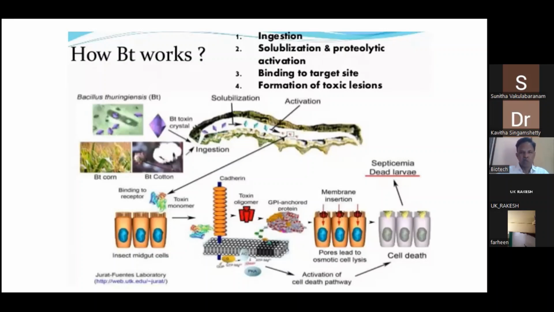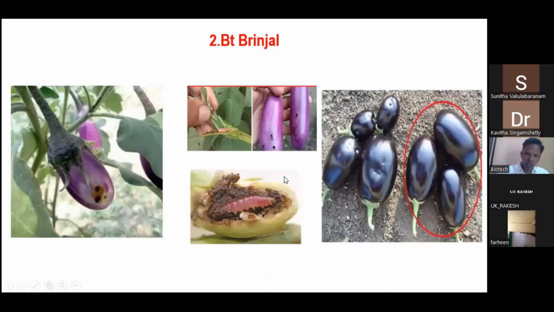As a result, when these larvae try to consume cotton boll, or when they try to bore into a brinjal, then they die. This is what happens in case of Bt cotton and Bt brinjal. So also you have Bt brinjal. This is Bt brinjal. This is normal brinjal.